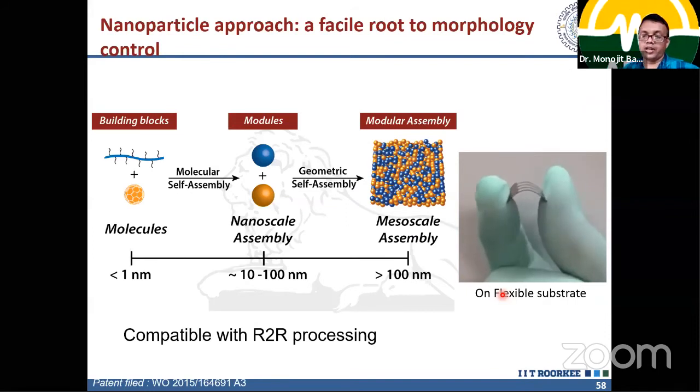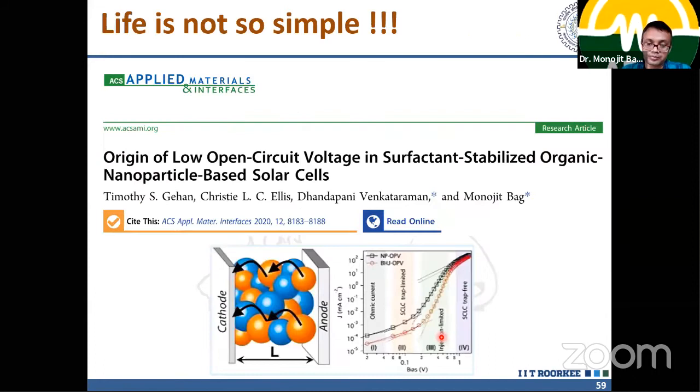So we have finally demonstrated that we can make a flexible device using this approach, right? This is the flexible device made in the lab. And that is how we can have control from less than a nanometer, that is the molecular level, to the order of 10 to 100 nanometers, that is the nanoscale assemblies. And then you can go to the mesoscale or microstructure, which is greater than 100 nanometers. And it is also compatible with roll to roll, right?